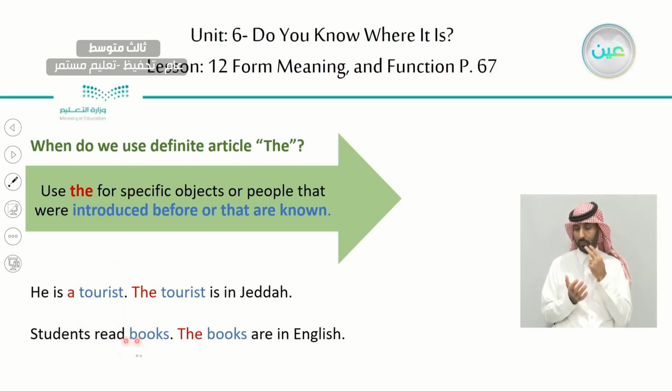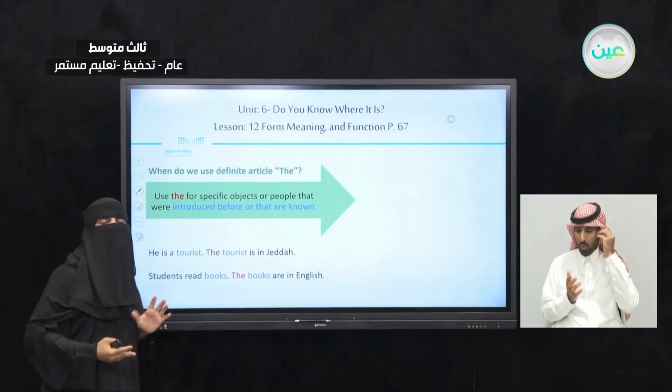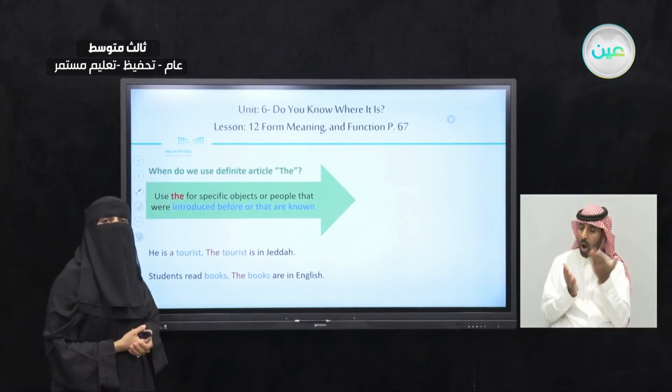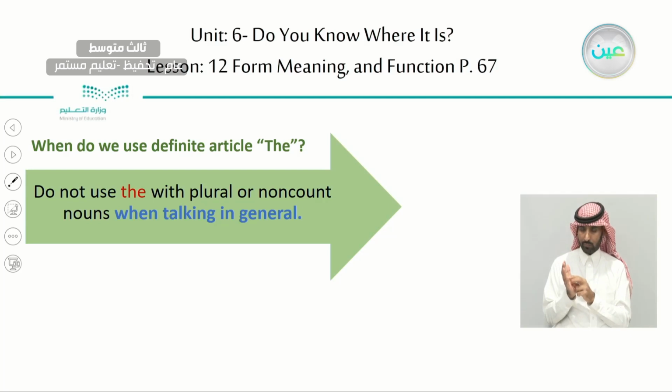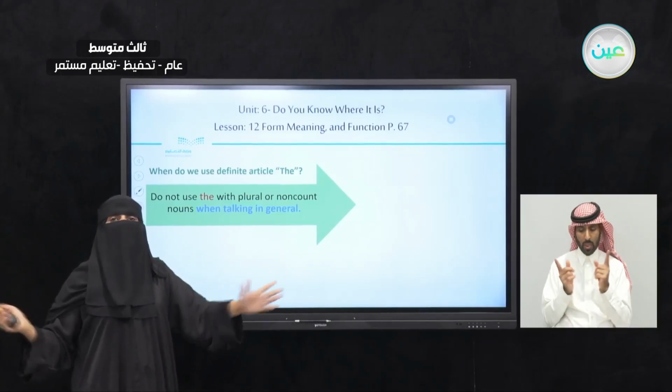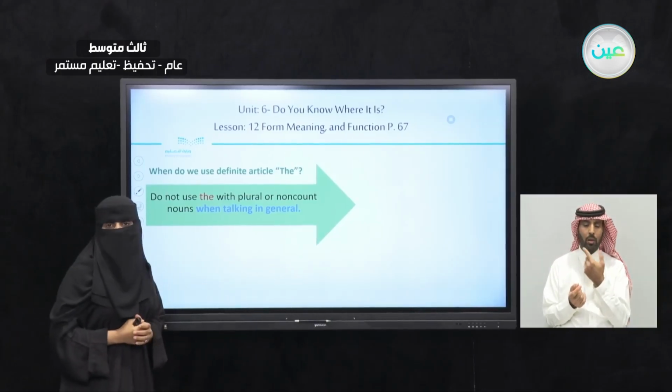Okay? Students read books. Books, it's general. We said books in general, right? But here, the books are in English, because I already introduced books in the first sentence. In the second sentence, I use the because I'm talking about the same books from the previous sentence. So this is the first rule we have. Do not use the with plural or uncountable nouns when talking in general. When we are talking about a general topic, we don't use the.